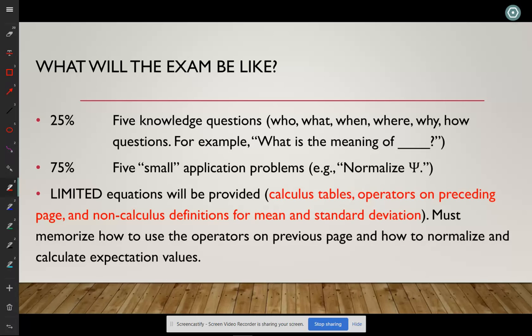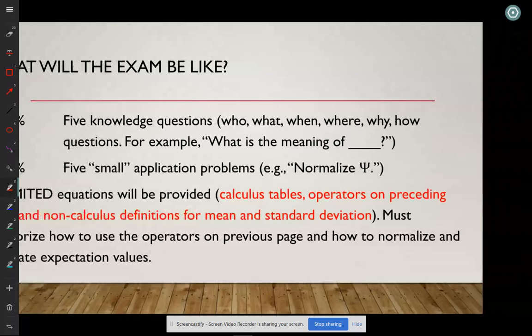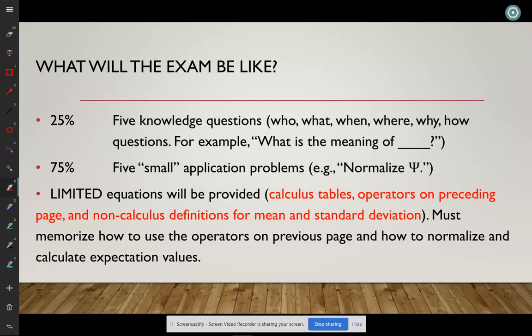Otherwise, you need to know how to use the operators, how to do the quantum. Because what we really established in this first chapter is why quantum mechanics and how we do calculations in quantum mechanics. We haven't done any real quantum mechanics yet. And so that's what we're looking for. So that's the entirety of my review for the exam.